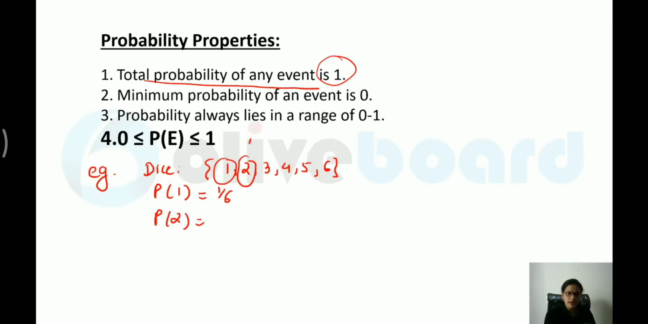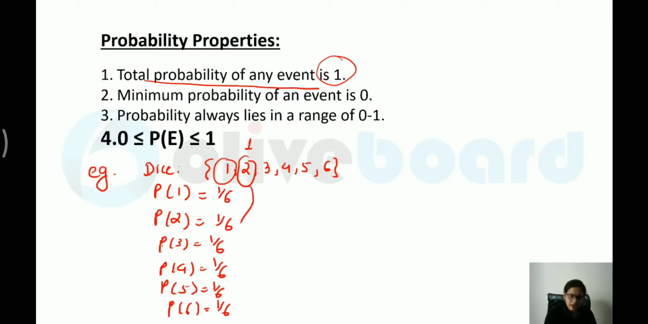2 means only one event. So that is 1 by 6 again. Similarly, the probability of getting 3 will be 1 by 6. The probability of getting 4 would also be 1 by 6. 5 would also be 1 by 6. And the probability of getting 6 is also 1 by 6.